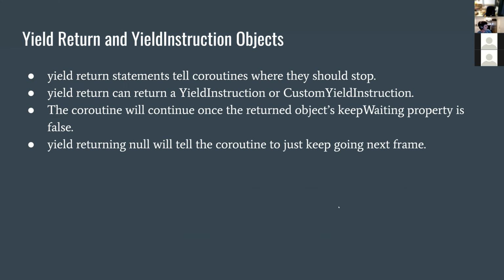So how does the yield work? As I've said before, yield return statements tell the coroutine when they should stop. And then what you put next to the return is basically when it should resume again. So you have three choices here. You can yield return null, which will just resume execution with the next frame. You can yield return a yield instruction, which are the built-in instructions, which will be the next slide. Or you can make your own custom yield instructions.